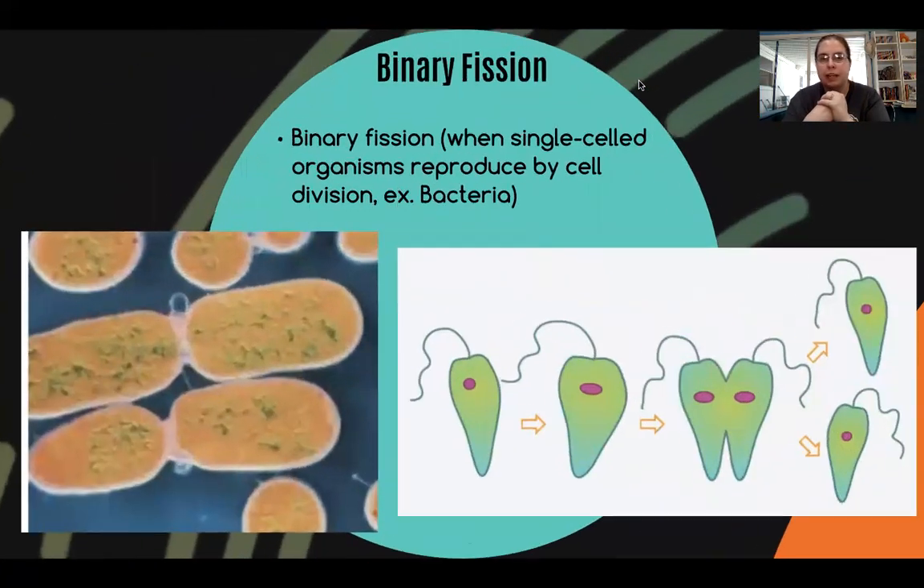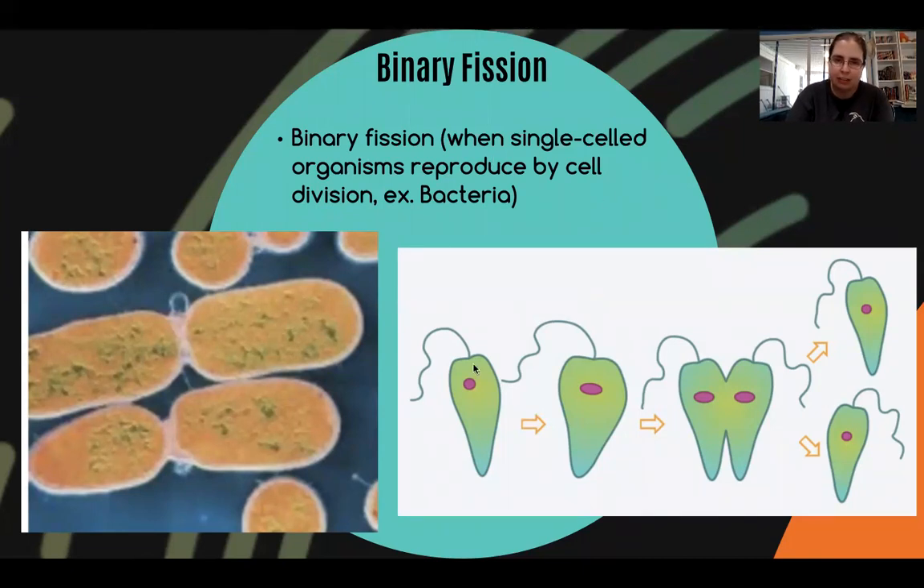The first is called binary fission. It's mitosis for single-celled organisms. Remember we said in mitosis, you double the DNA, and then you take one cell and split it into two. Well, binary fission is exactly that. It's when a single-celled organism reproduces by cell division. So you take one bacteria, it divides, you now have two bacteria. They're genetically identical to each other.